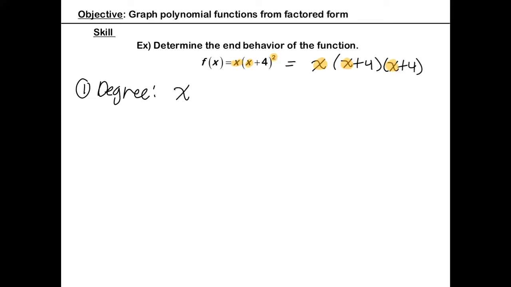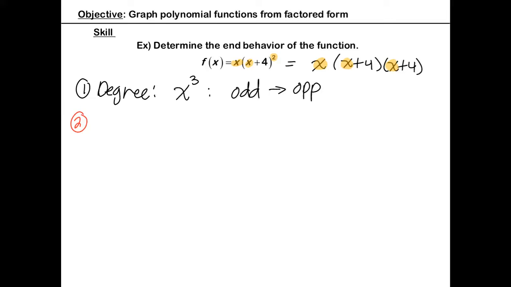So that means this is going to be x to the third power, which is then an odd function because 3 is odd. And odd means opposite or the same direction? Opposite. Then I need to figure out a.